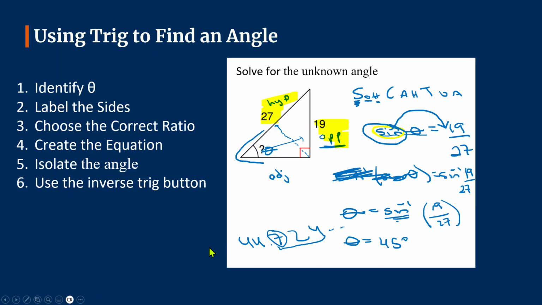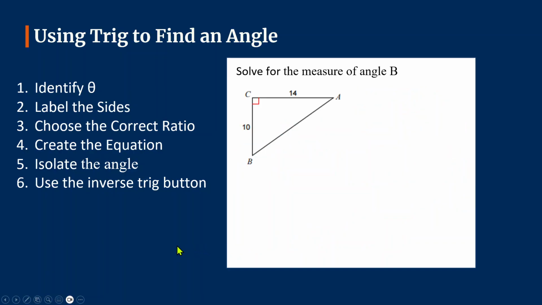Kind of almost easier than the other one. Let's try another example. So I need to identify theta. Well, nothing's marked, but if you look up here, it tells me to solve for the measure of angle B. In other words, find angle B. So angle B is this one, so that one must be theta. So sometimes we have to read the actual question.